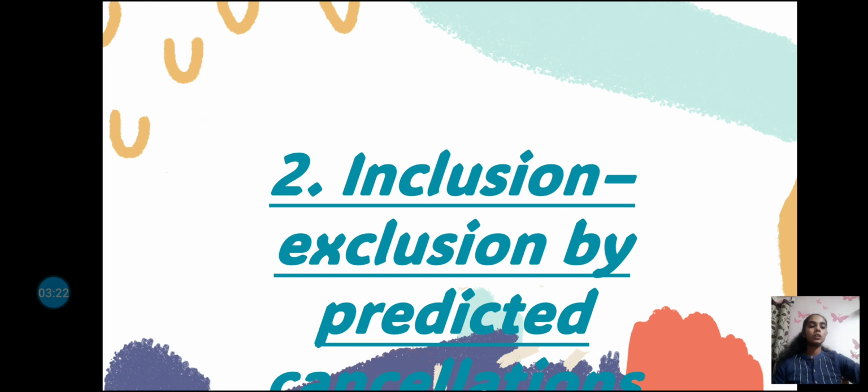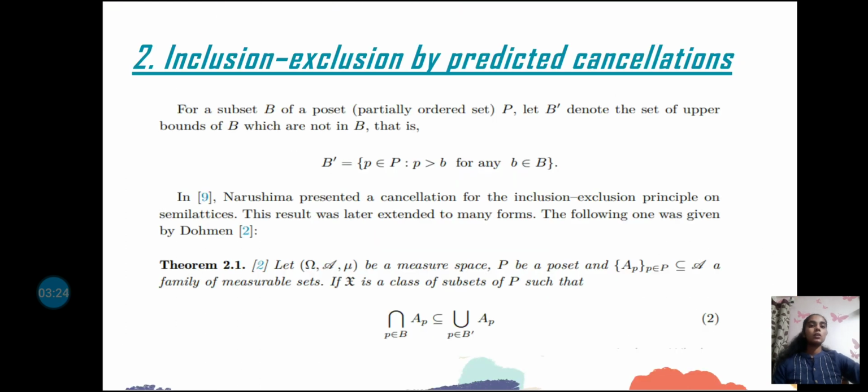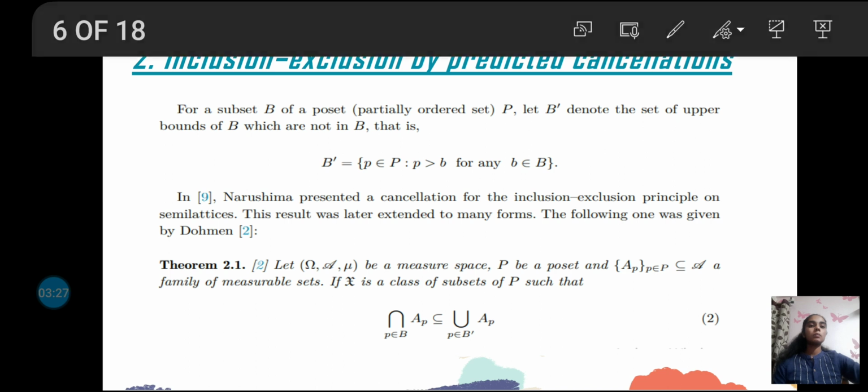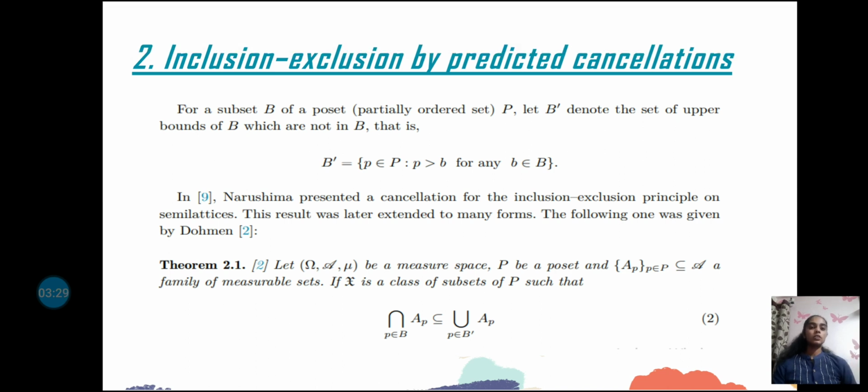Section 2. Inclusion-exclusion by predicted cancellations. For a subset B of a poset P, let the upper set of B denote the elements of P which are not in B. In [9], Narushima presented a cancellation for the inclusion-exclusion principle on the semi-lattice. This result was later extended to many forms. The following one was given by Dohmen.